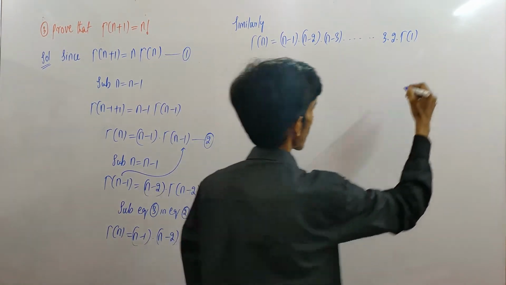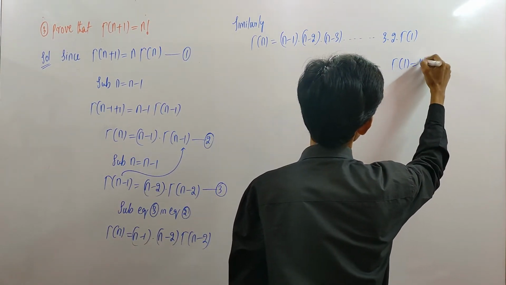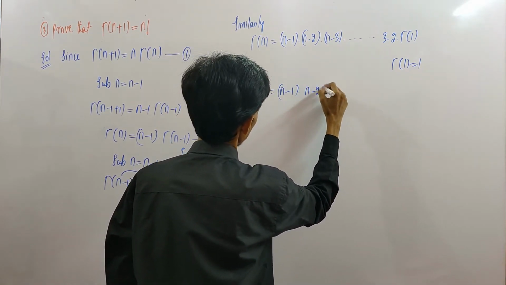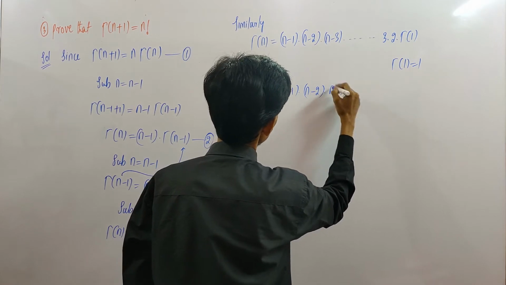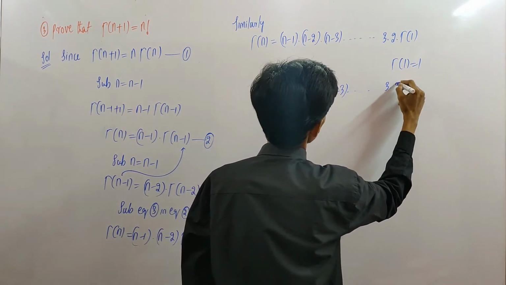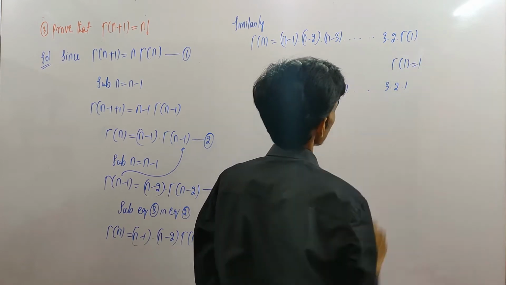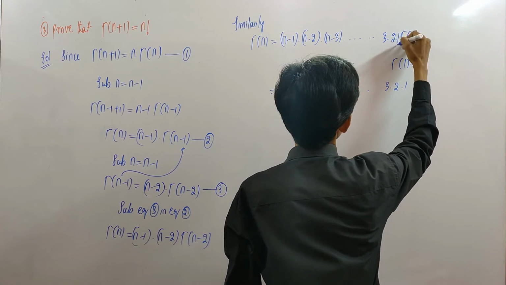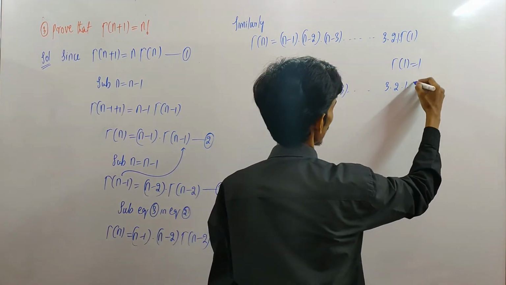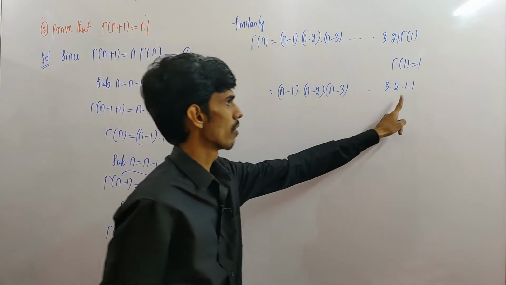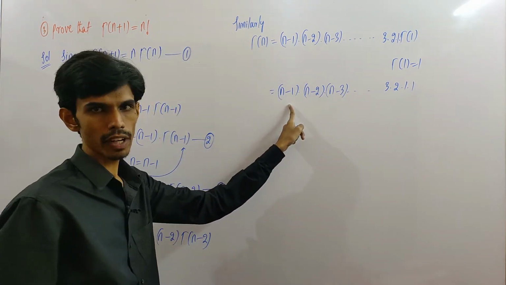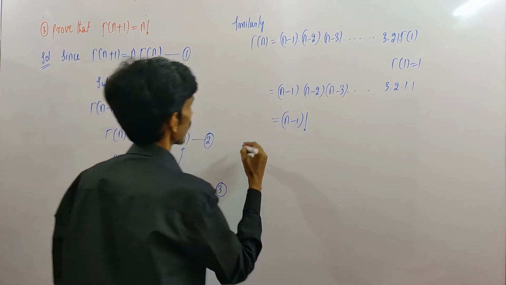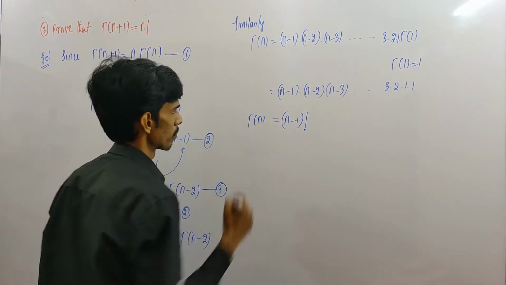Since we know that gamma of 1 value is 1, so this function will become n minus 1, n minus 2, n minus 3, and so on up to 3, 2, 1. Gamma of 1 value is 1. Here we will have 1 into gamma of 1, so 1 into 1. Now this 1 into 2 into 3 into up to n minus 1 will represent n minus 1 factorial. This is the value of gamma of n.